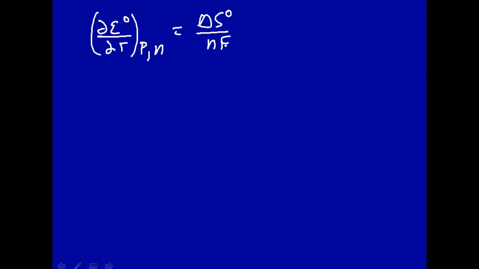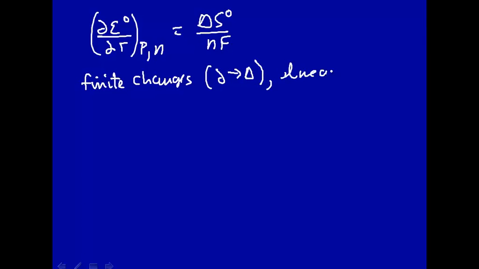Okay, so what we had was how E0 changes with temperature at constant pressure and number of moles. That's equal to the standard entropy change over nF. So let's make some finite changes. In other words, the derivative goes to a delta, and assume we have a linear dependence. In other words, if we plot E0 versus T, we'll get a straight line.